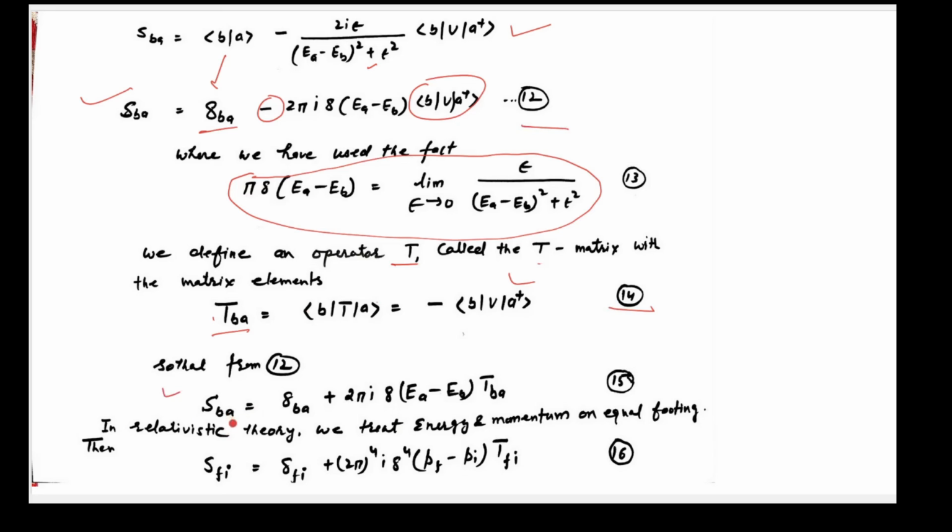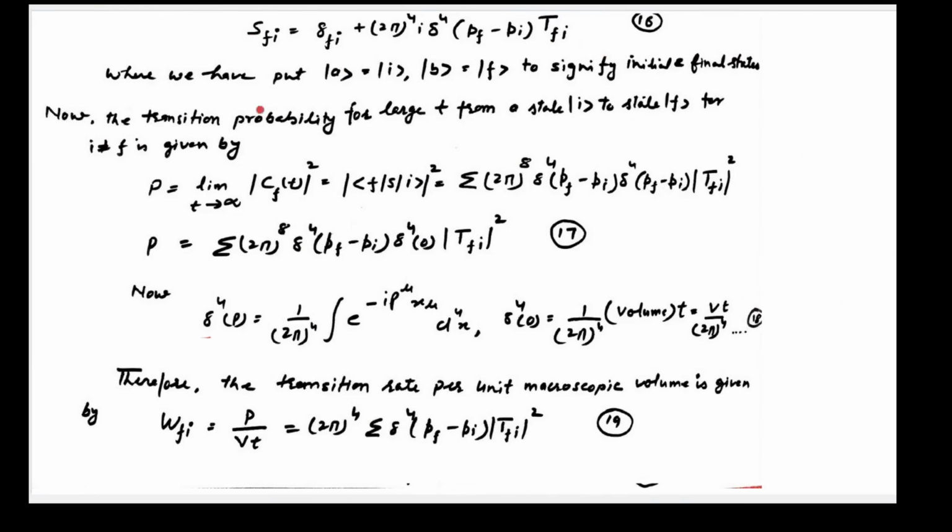If I is the initial state and F is the final state, and we know that in relativistic theory energy and momentum are taken on equal footing, so we can replace this E by the 4-vector P. When we replace E by the 4-vector, we use 4 dimensions. So this represents the 4-dimensional delta function. So we get these equations.